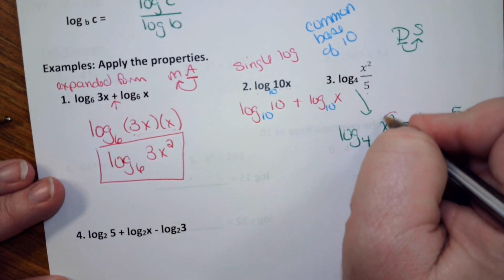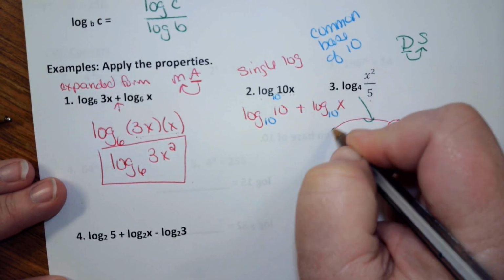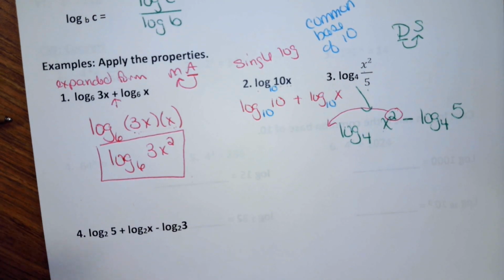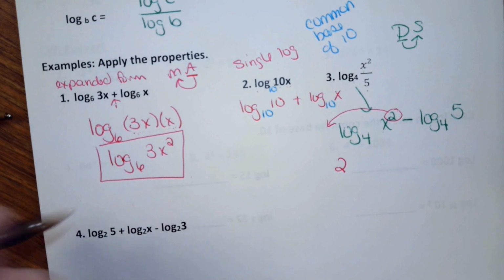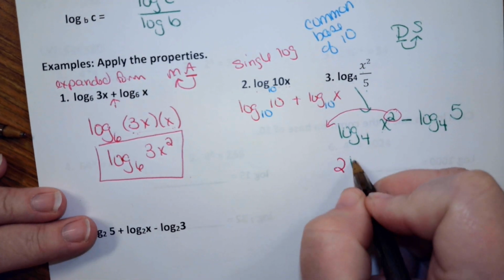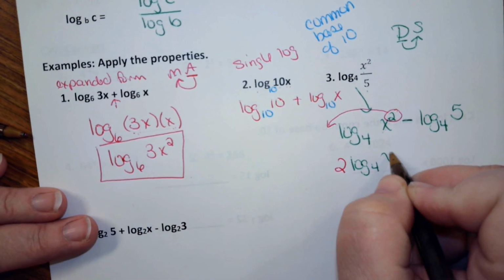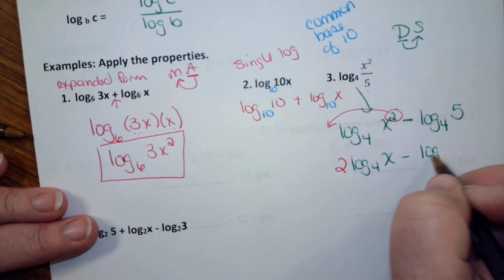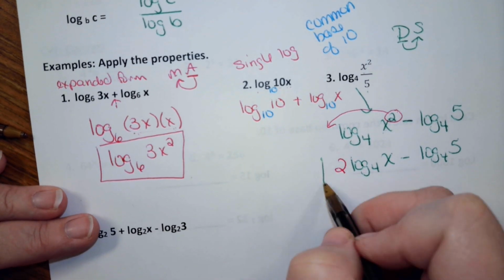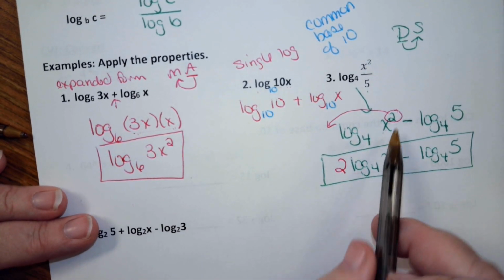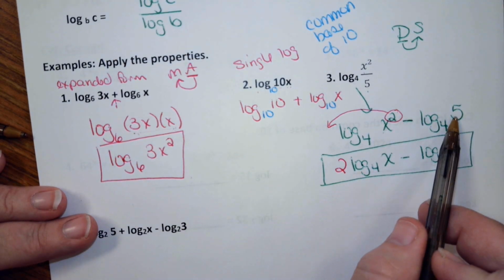But if you notice, the x has a 2, so we've got to bring that 2 in front. So what we're going to end up with is 2 times the log base 4 of x minus the log base 4 of 5. I did not put the 2 in front of both logs because this was the only part that had the 2. The 5 did not have a 2.